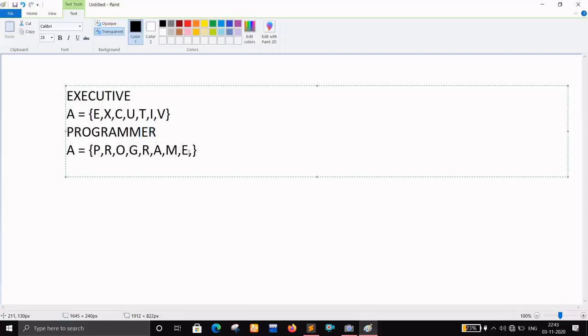Remember that. Now check if all the elements are unique. So P is only present one time, R is also one time, R, O, G. Well, so we have made a mistake. Remove this. Now we have our set. So remember, no element should repeat. Now let's take another example.